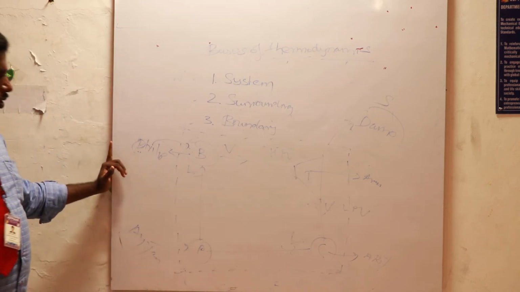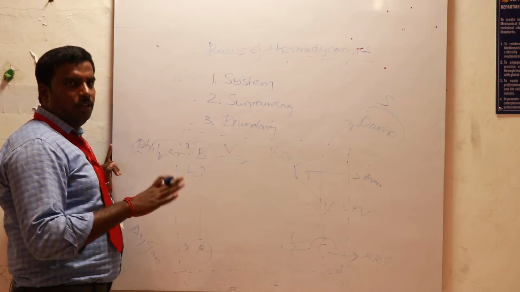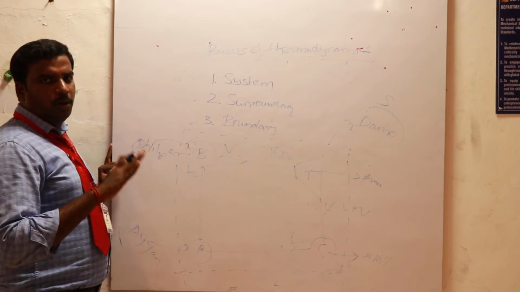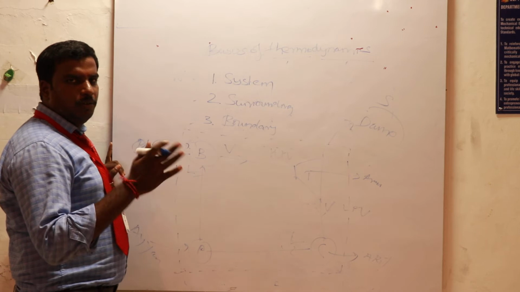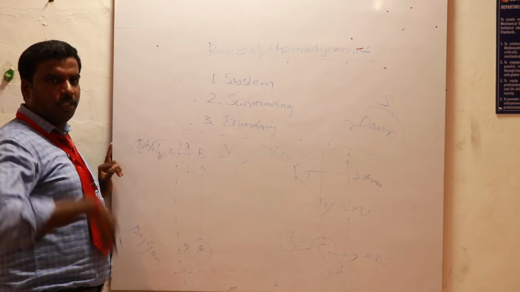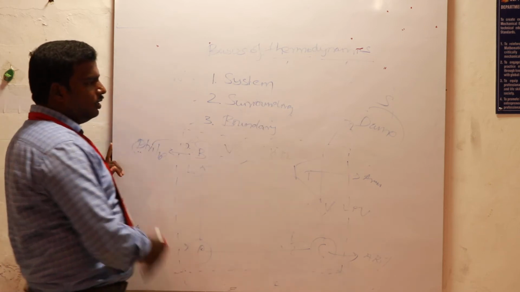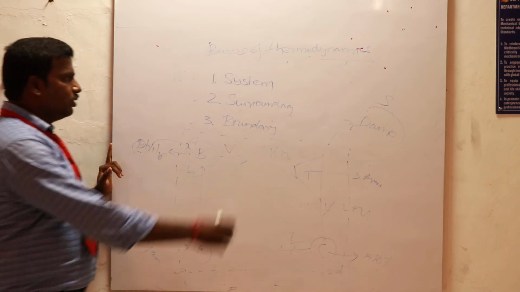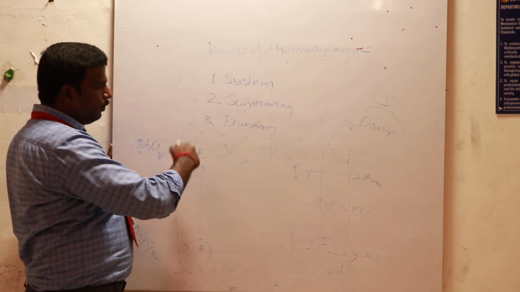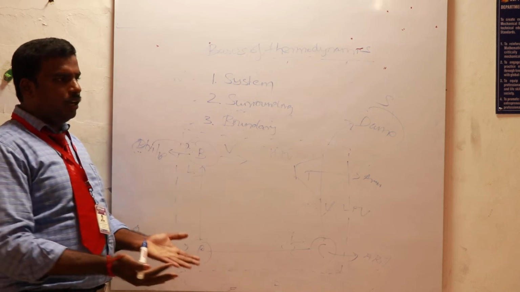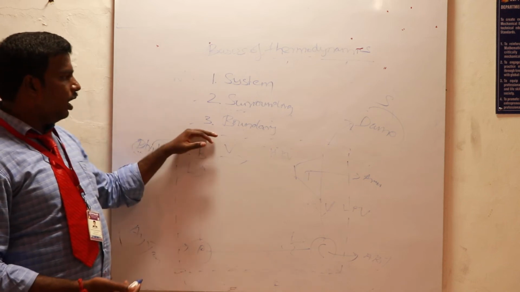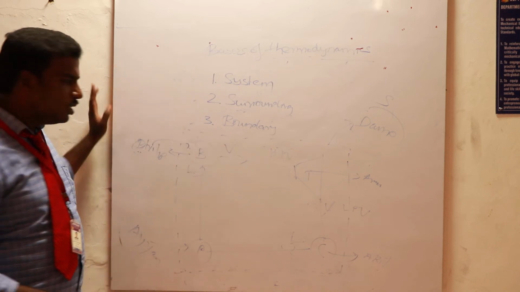So this is the basic difference between a system and a surrounding. So what is a system? A system is a device which is under consideration, under our investigation, right? This is the best example for that. Surrounding is what is apart from the system which we consider. Apart from the system, everything becomes our surroundings.